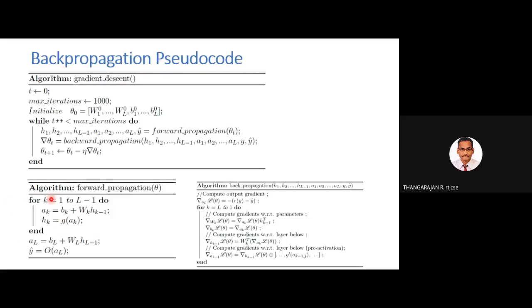So the forward pass is a simple loop, for all hidden layers, k equal to 1 to L minus 1. Up to L minus 1 are hidden layers, and the Lth layer is the output layer. At the output layer, I compute y cap at the Lth layer. So this is forward propagation.